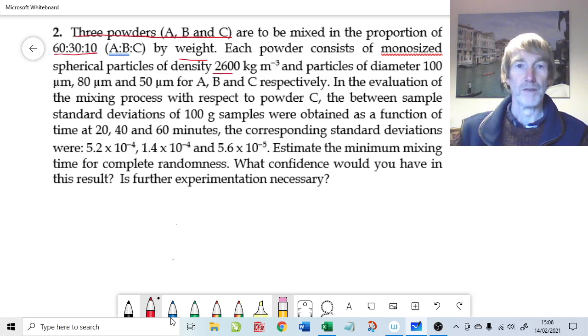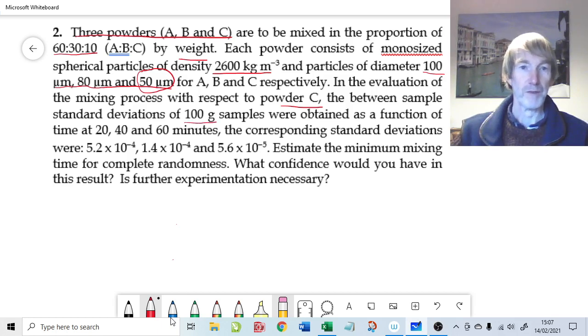The density is 2,600 kilograms per metre cubed for all the particles, but the diameters are different. They're 100 microns for particle A, 80 for particle B, and 50 for particle C. And we're told here to consider, for the purposes of our investigation, particle C as being the important one, so that's the 50 micron particles. The scale of scrutiny for this mixing process is 100 grams.